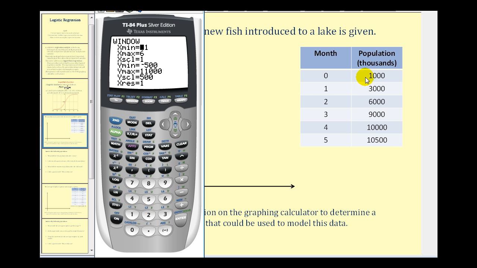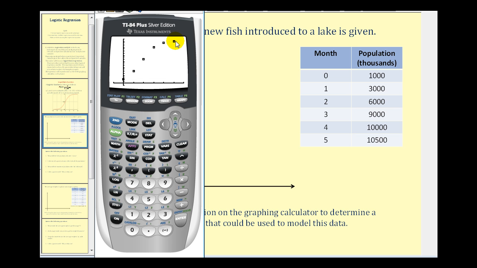And then the y values go from 1,000 to 10,500. I wanted to see the origin, so I set the y minimum to -500 and the y max to 11,000. Again, notice these values will be in this interval, and I scaled it by 500s. Let's go ahead and press graph, and it does look like logistic growth will be a nice model for this data. Let's go ahead and perform the regression and also store the regression equation in y1.